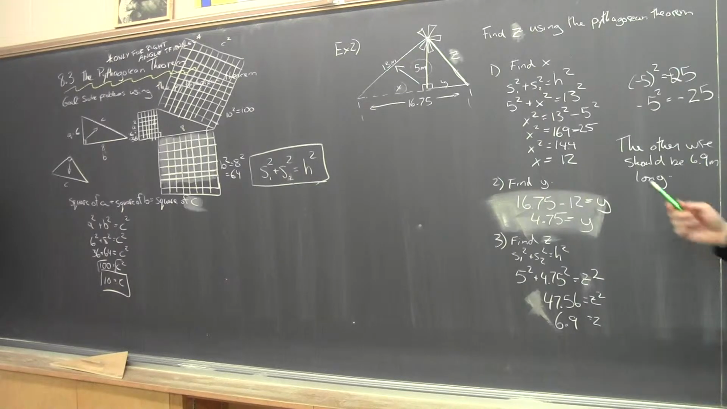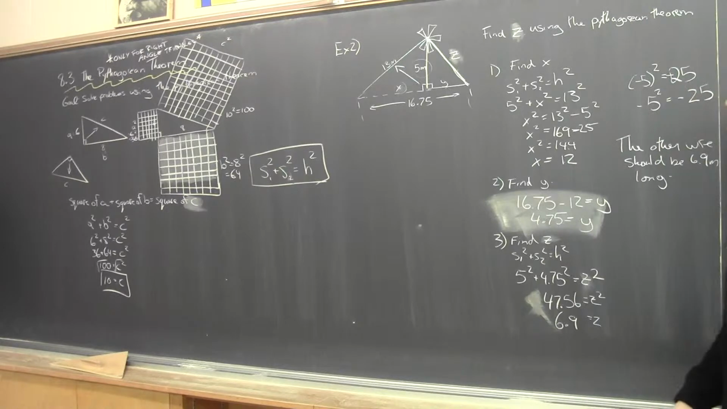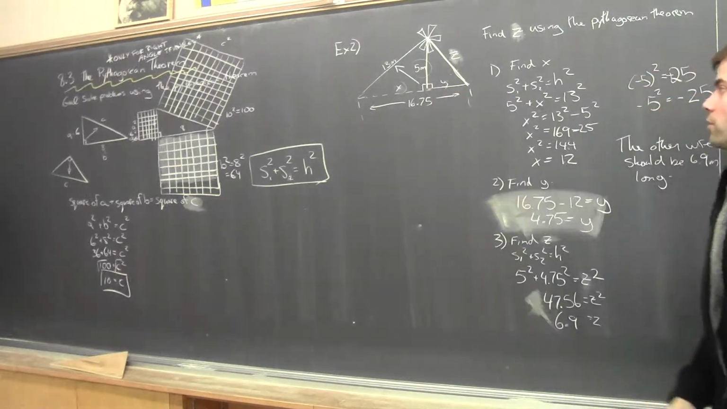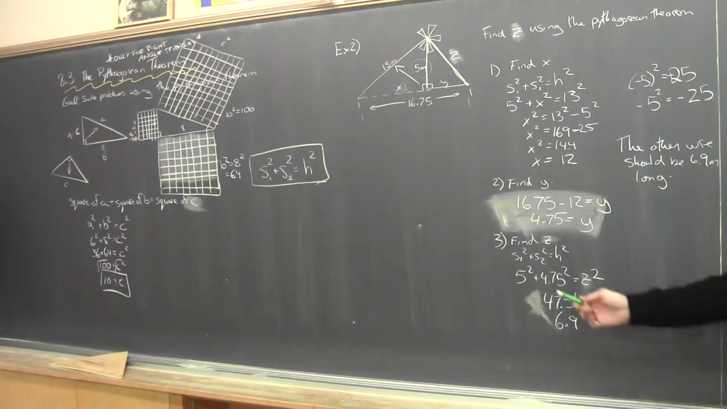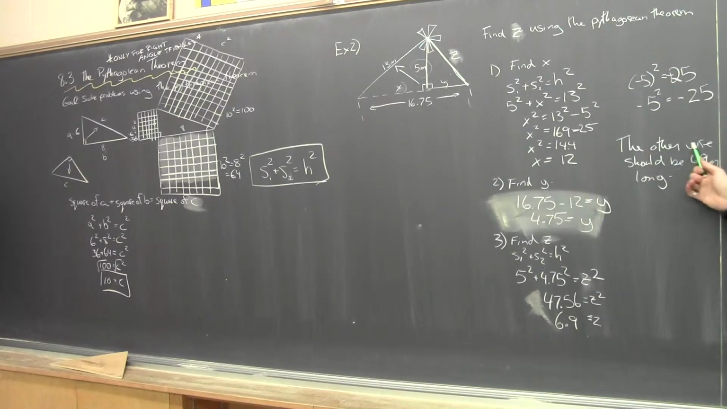Alright, once we have 12 for x, we can figure out the value of y just by subtracting 12 from 16.75. So we know y is 4.75. Now we have all the information we need in our final triangle. We have two sides. We need to find out the value of z. So we plug in those two sides for s1 and s2. Square them, and then take the square root. So we get 6.9 is equal to z. Okay, so the other wire should be 6.9 meters long.